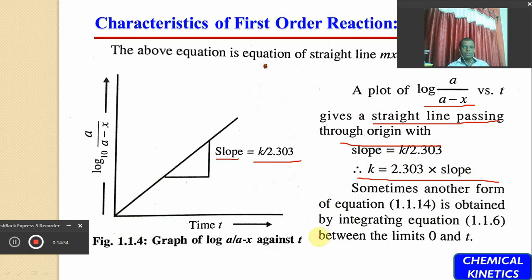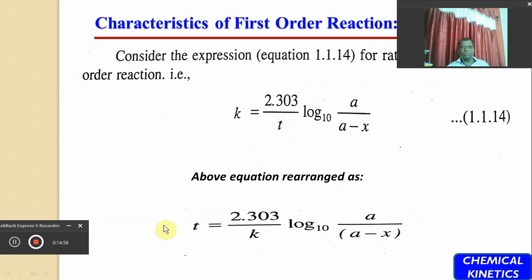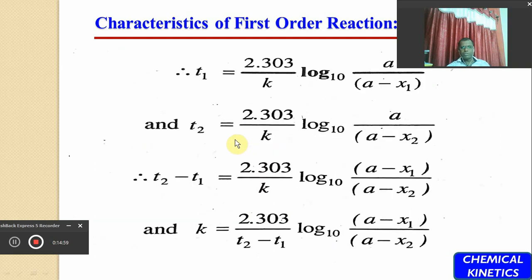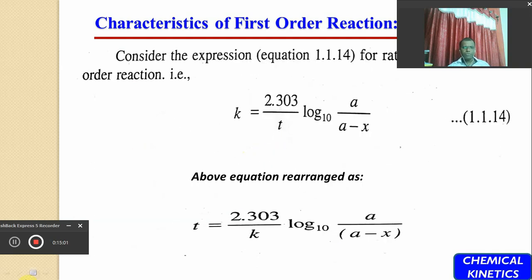concentrations of the reactant at two times. So this equation for the first order reaction can also be written in the form of k is equal to 2.303 upon t log to the base 10 of a upon a minus x. This equation can be rearranged, or it can be written for the time as t is equal to 2.303 upon k log to the base 10 of a upon a minus x.